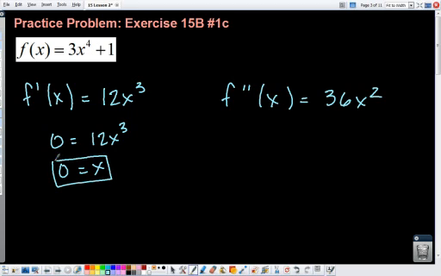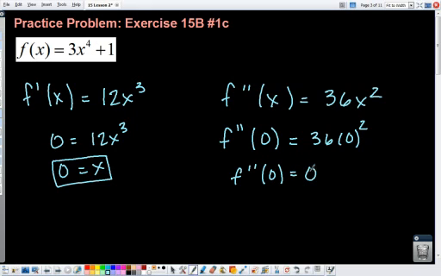Okay, so we have potentially a max or minimum at x equals 0. We're going to take this value now for the second derivative test and plug it into the second derivative. So we're going to say f double prime of 0 equals 36 times 0 squared. Well, this is our case where f double prime of 0 yields 0. So we can't tell using the second derivative test if 0 is a maximum or a minimum or neither.